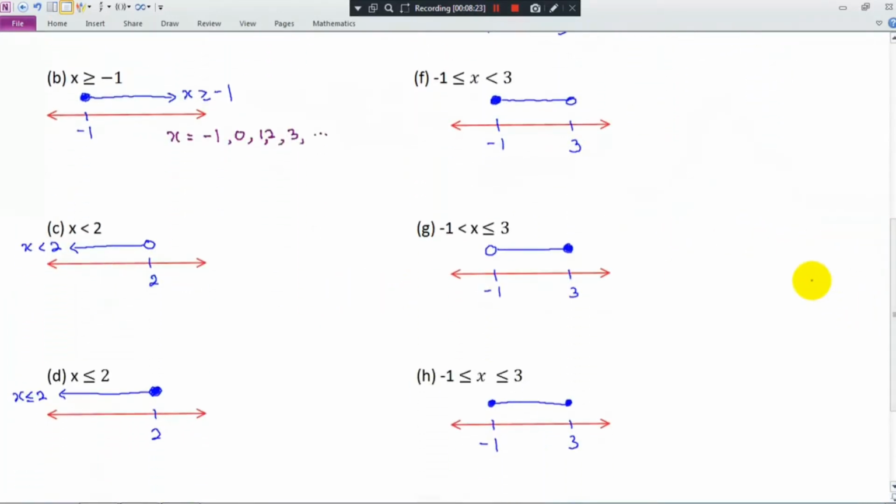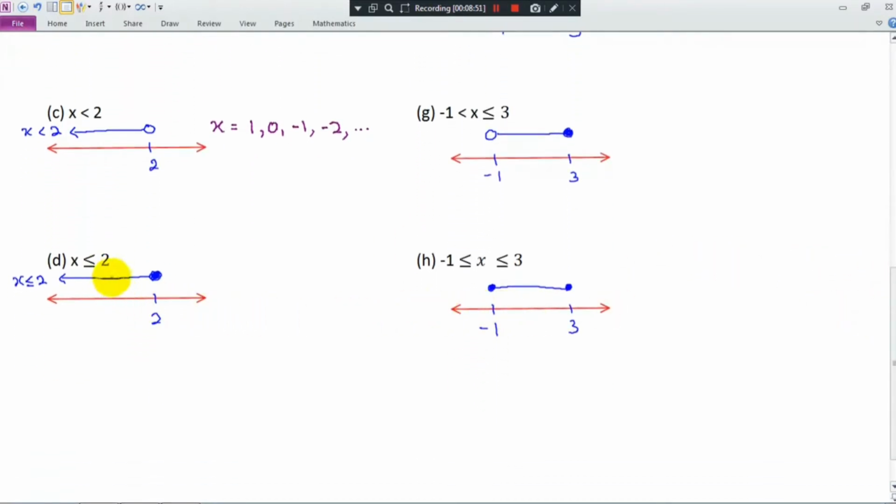Okay, so how about this one? Less than, go this way. So x is equal to, okay, 2 is not included, so we write 1 here. So, okay, 1, 0, -1, -2, and so on. Okay, so how about this one? Less than or equal to, you will see the circle is shaded, right? So we have to start with 2. 2, 1, 0, -1, -2, and so on.